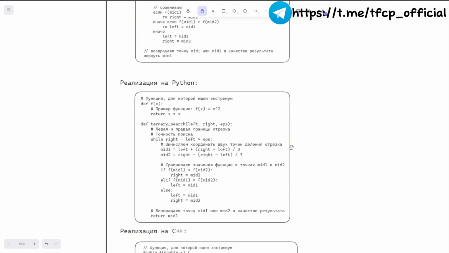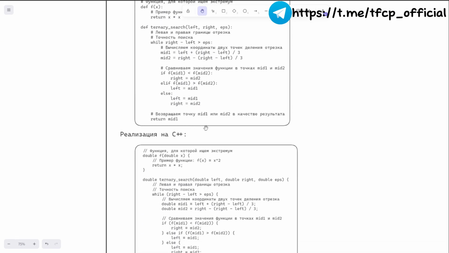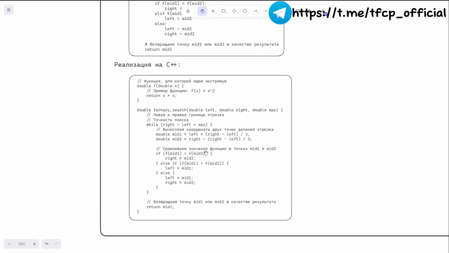The exact same implementation of this code in Python, where the same points are defined, and all the same calculations are performed, is simply written in Python's syntax. Accordingly, we also return mid1 here, and here is the implementation of this code in C++. Again, it is clear that the data type here is double, and we have a function f, which in this case is chosen for the example written as f of x equals x squared, and it returns x multiplied by x, which is the same as x squared.